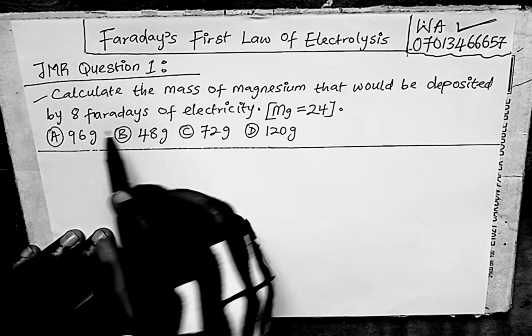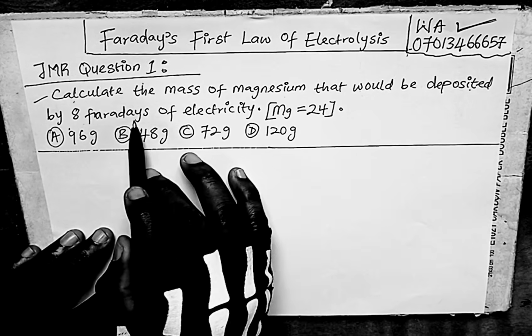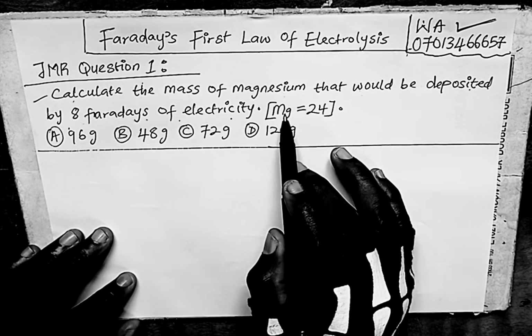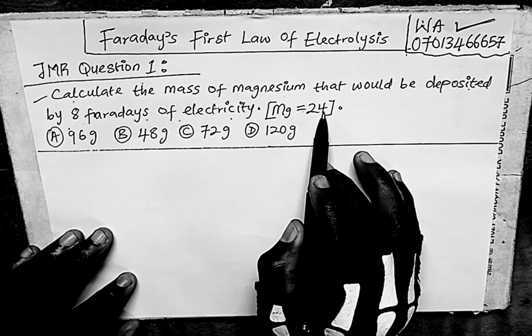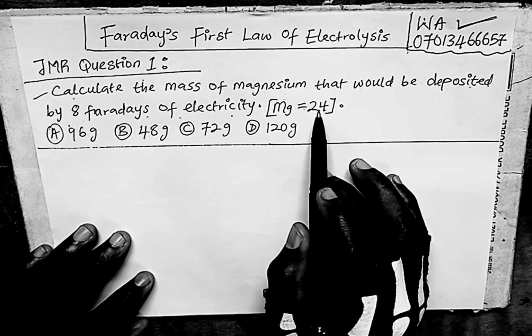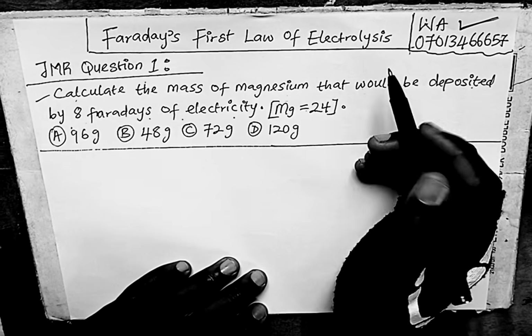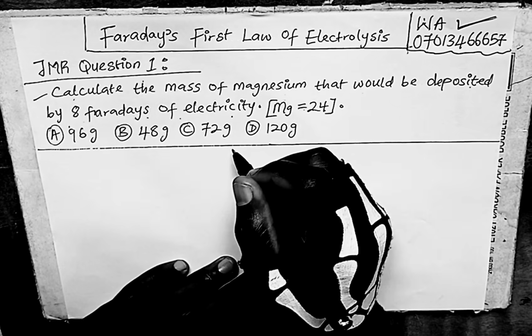So the question we have in front of us here is JAMB must-repeat question 1. The question reads: calculate the mass of magnesium that would be deposited by 8 Faradays of electricity. Mg equals 24. This is the molar mass of magnesium. Looking at the options, all the options are represented in gram.